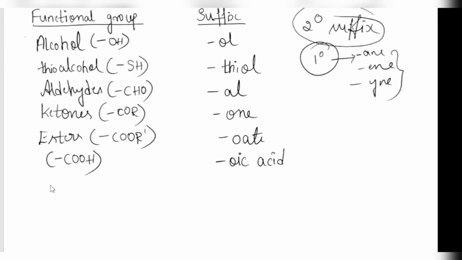Then if it contains acid halides, which can be represented by COX, X can be any halide: fluorine, bromine, chlorine or iodine. For this the suffix will be oyl halide.